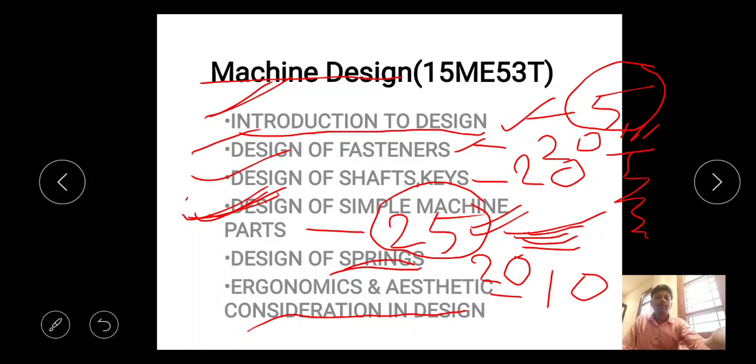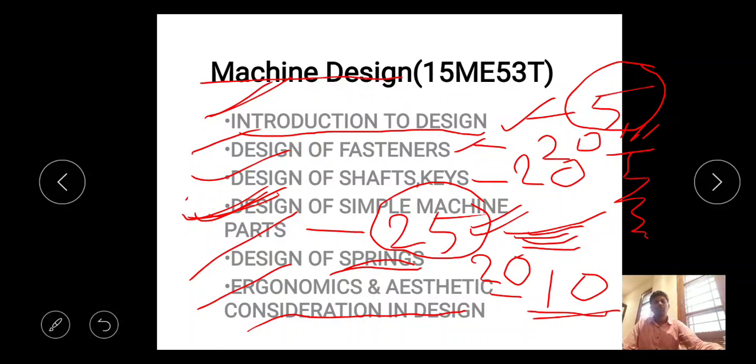Then you are studying design of springs, that is what is a spring, different types of springs, and design of springs. Here also a particular procedure is there that you have to follow. And the last chapter is ergonomics and aesthetic considerations in design, which consists of 10 marks, which is fully theoretical.